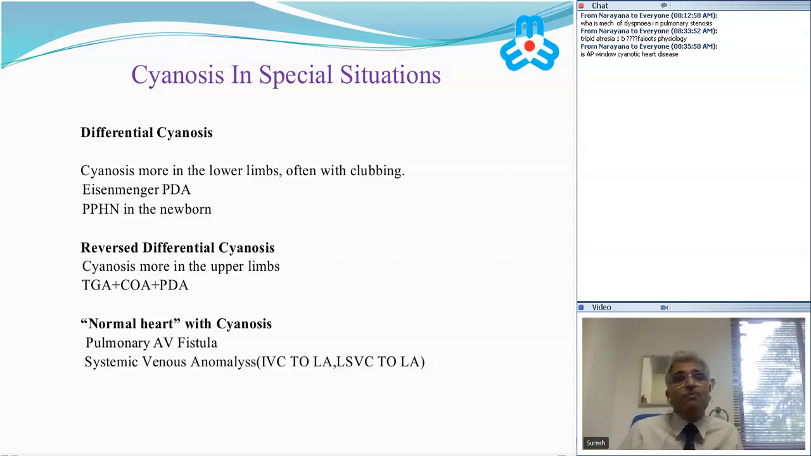A somewhat different situation that you will see: you have examined the heart, it looks normal to you, but this person is cyanosed. This happens in pulmonary AV fistula. The heart itself is normal, but in the lungs there is a right to left shunt, and as a result, the person is cyanosed. In some of the systemic venous anomalies also this can happen. If the inferior vena cava is draining preferentially into the left atrium, which tends to occur with an IVC type of ASD, or the superior vena cava is draining into the left atrium, you will get a cyanosis with no obvious cardiac reason for that.